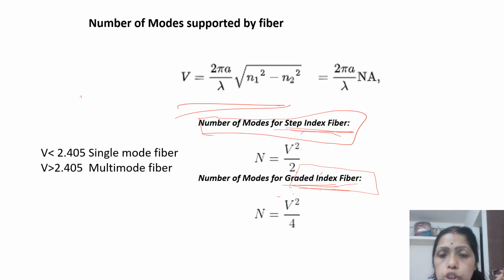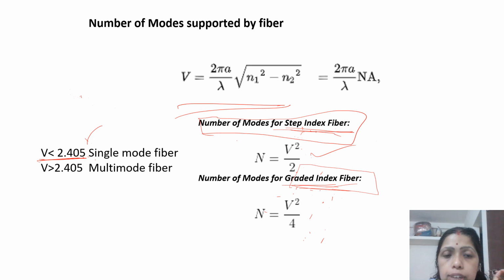So the number of modes N is equal to V squared by 2 for step index, either single mode or multi mode. So for step index fiber, the number of modes is V squared by 2. For graded index fiber, N is equal to V squared by 4, and this may also be single mode or multi mode.